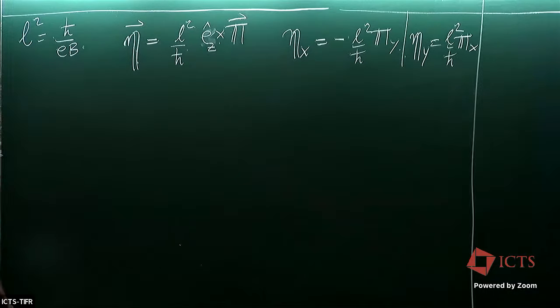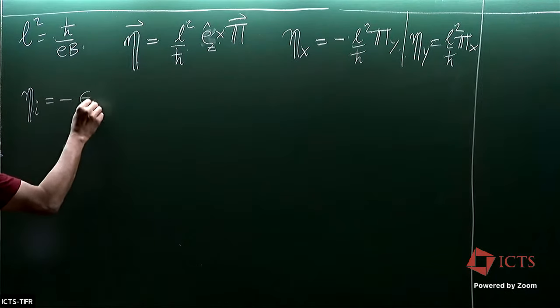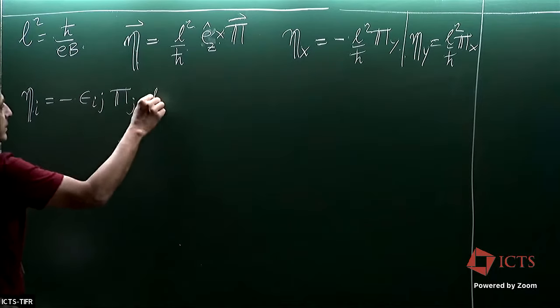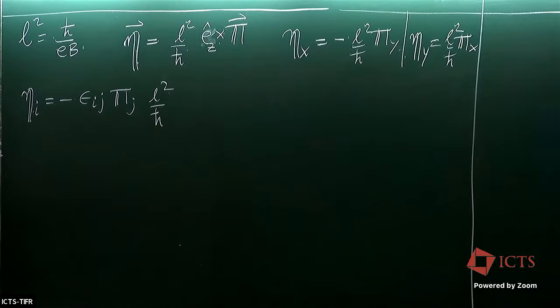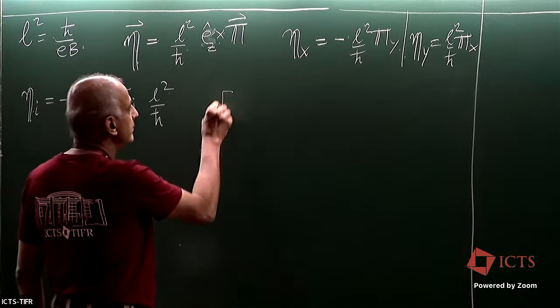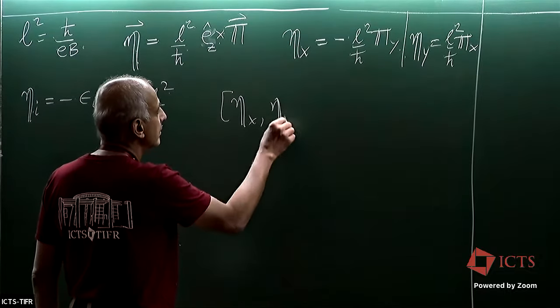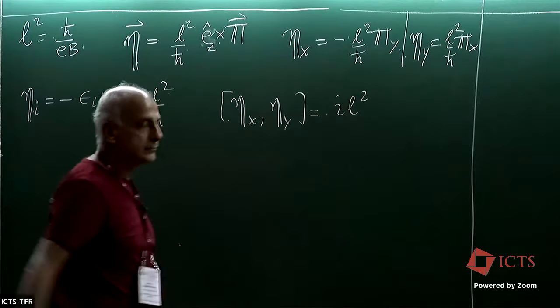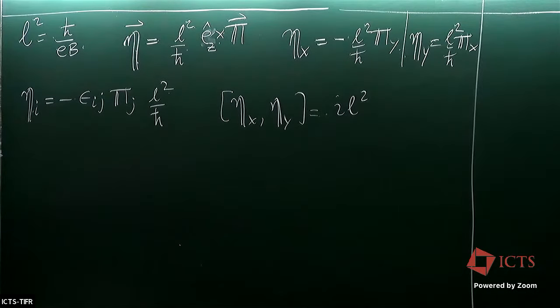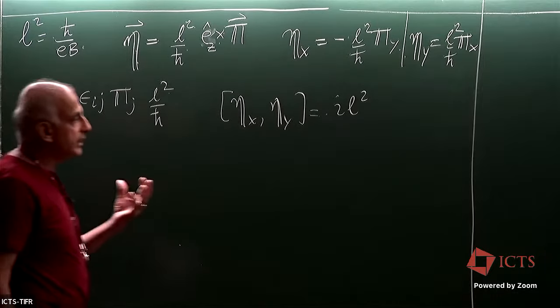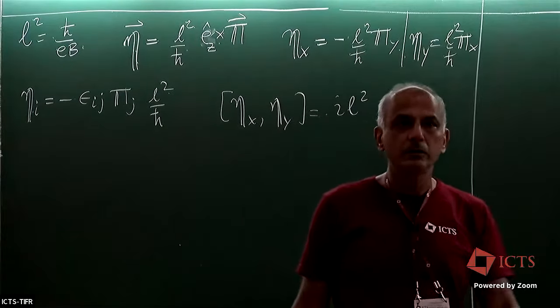You can write this in some compact way by saying that eta i is minus epsilon ij pi j L squared over h bar. Now if you take the commutator of eta x and eta y, you will find i L squared. I invite you to go home and do this, or maybe even just do it in your head and verify for yourself that this is correct. The point of multiplying all these L squares is that it makes eta of dimension length. Eta has dimension length.